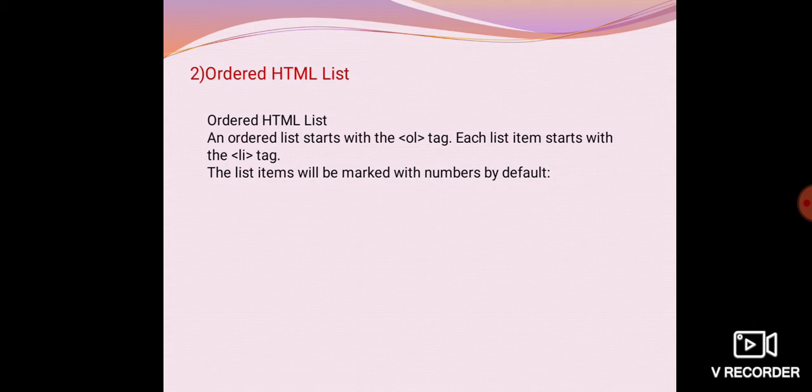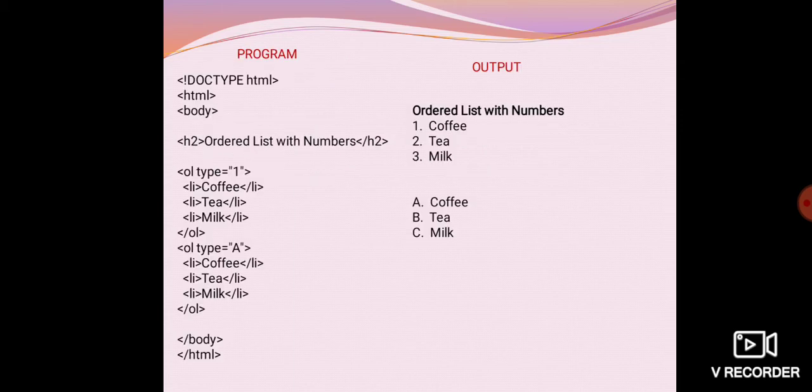In an ordered list, which tag is used for items? The li tag. An ordered list starts with the OL tag. Each list item starts with the li tag. The list items will be marked with numbers by default. Here you can see the program of the ordered list.